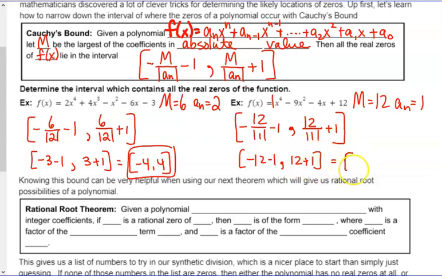Therefore, my final answer here comes from negative 13 to 13 is the narrowed interval in which we would have a 0. Okay? All right, very good.